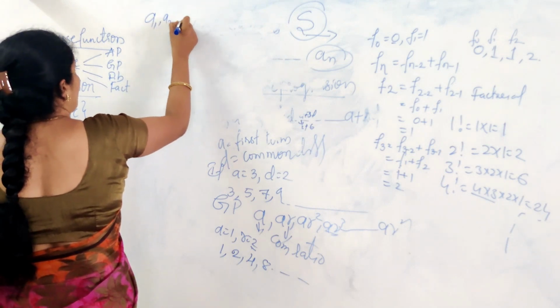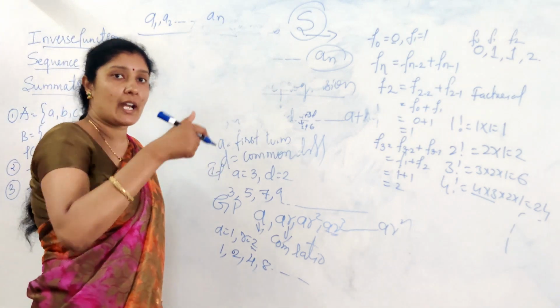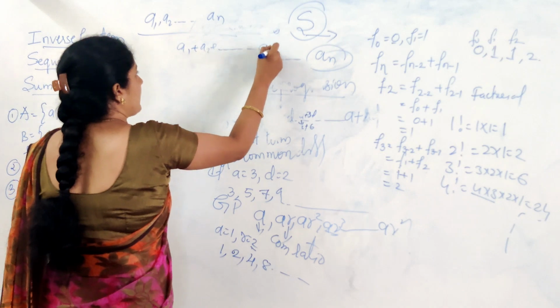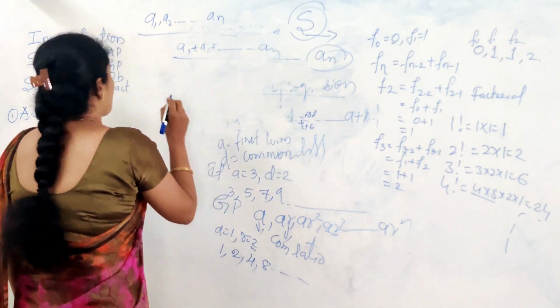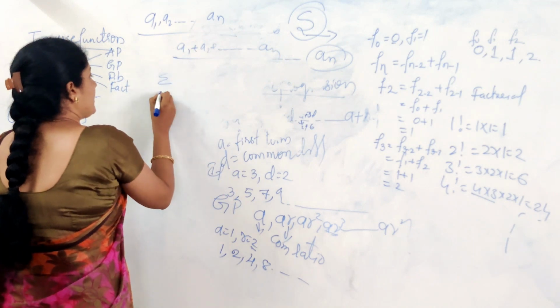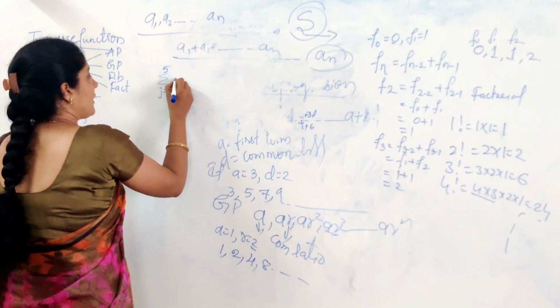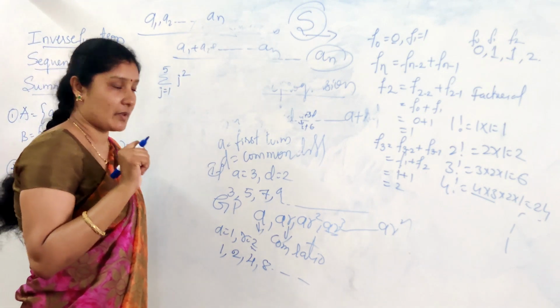A1, A2 and so on up to AN. If this is the sequence, we need to add these all, like A1 plus A2 plus and so on up to AN. So this is nothing but the summation. So for example, summation J equal to 1 to 5 and here it is J square. Okay, this is what summation given.